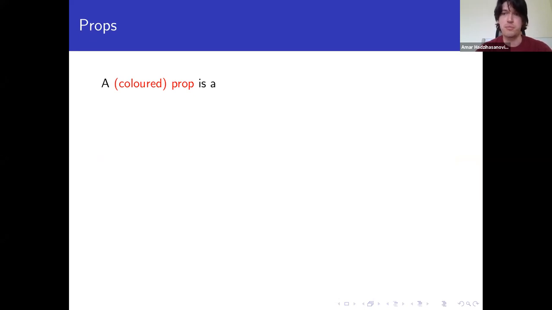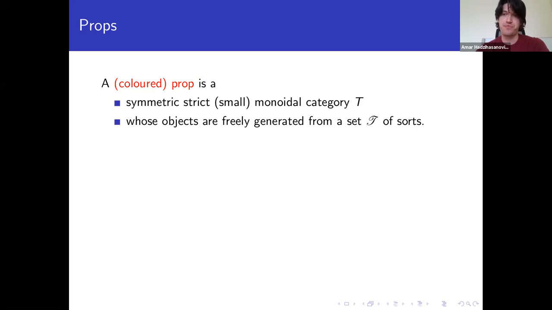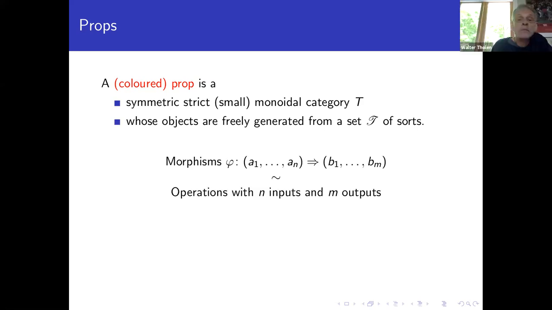This is one of the gadgets that people consider as a way of presenting or embodying a kind of generalized notion of an algebraic theory. One way of describing a colored prop is that it is a small symmetric strict monoidal category T whose objects are freely generated by the monoidal product from a set of elements that we call sorts. Because the objects are freely generated from a set, we can identify them with lists of sorts.